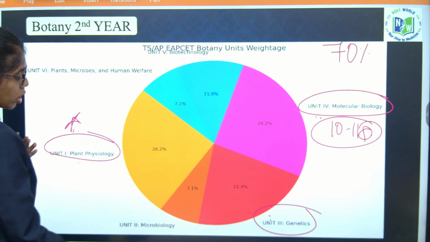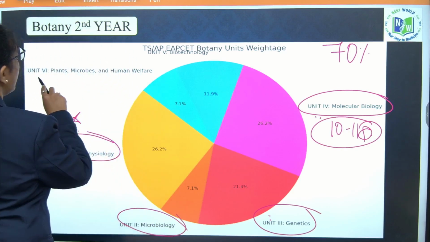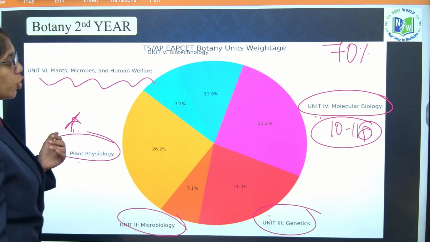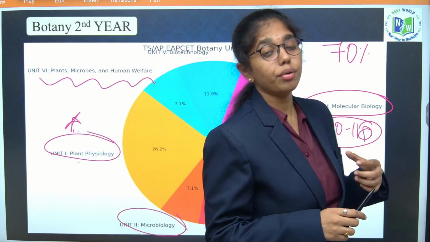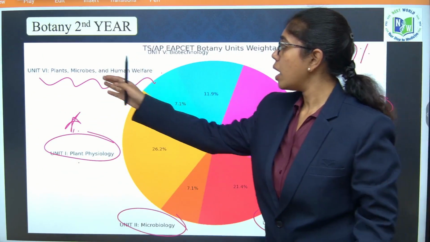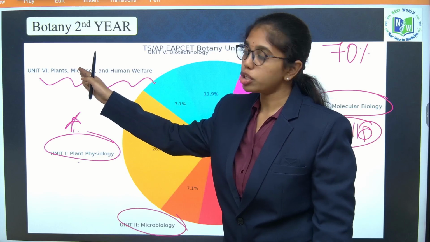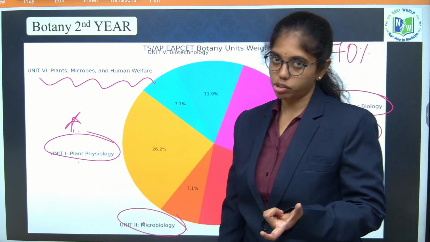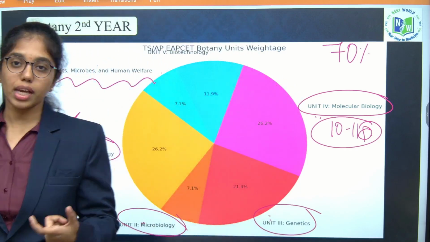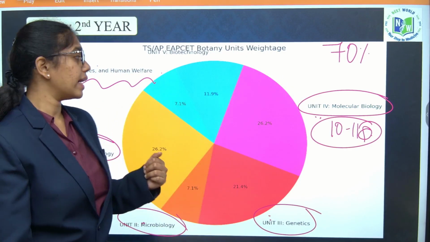Later you have to focus on microbiology and plants, microbes and human welfare. From microbiology, you have to look into bacteria, viruses, and microbes and human welfare. Also you have to focus on both combinedly. You may get 1 to 2 questions. So this is the weightage with respect to second year botany.